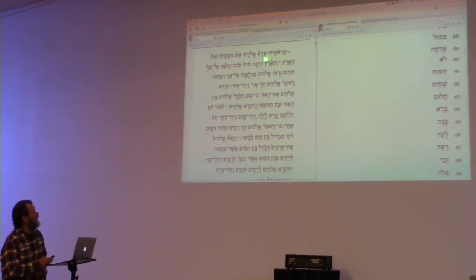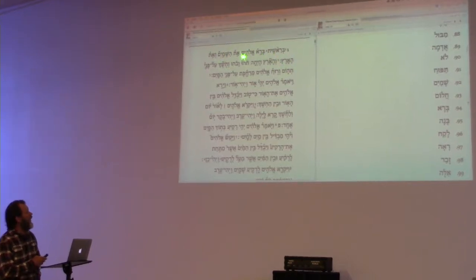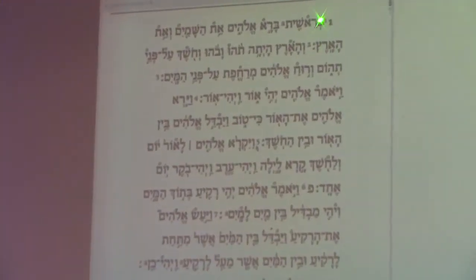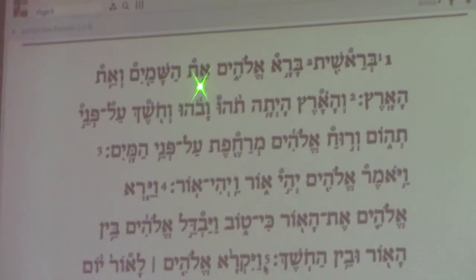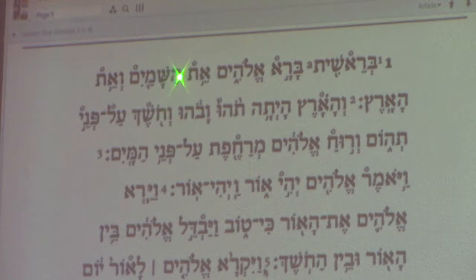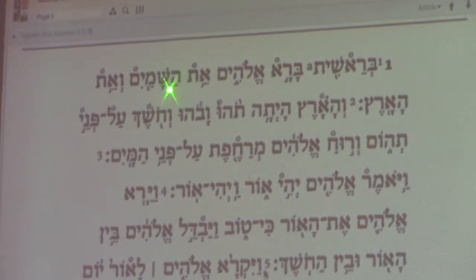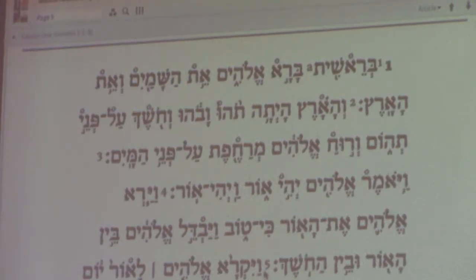So, Bereshit bara Elohim et hashamayim v'et ha'aretz. In the beginning, God created the heavens and the earth. So, in the beginning, created God the heavens, et, the direct object, hashamayim, the heavens, and ha'aretz, the earth.